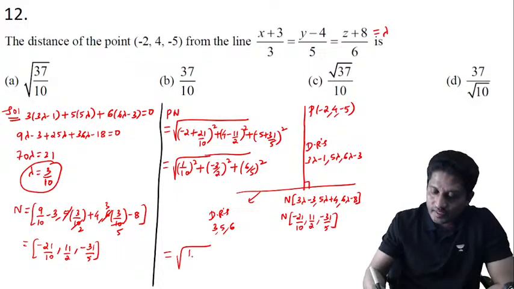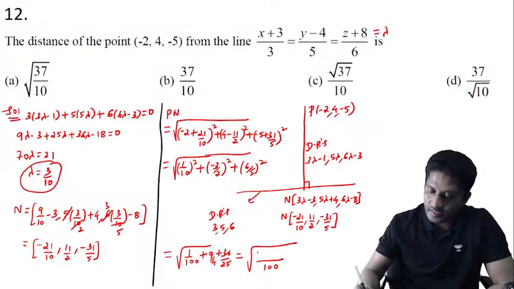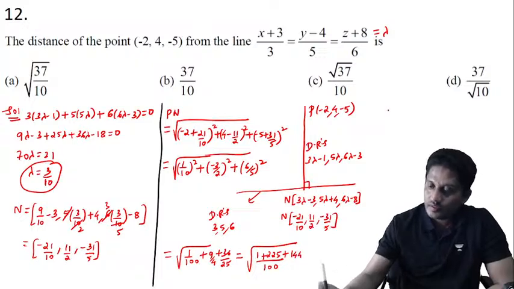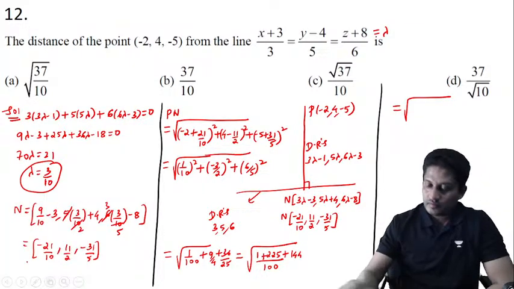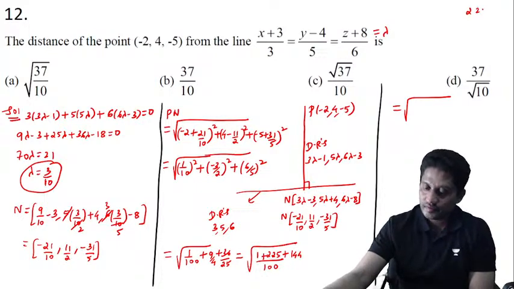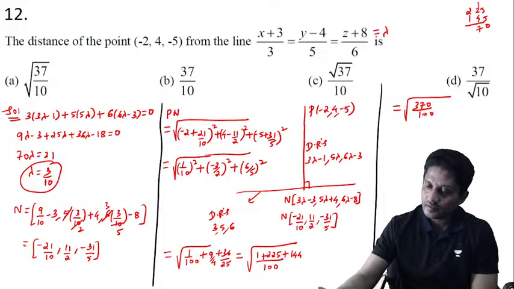This becomes root of 1 by 100 plus 9 by 4 plus 36 by 25. Okay, root of 100, you take LCM. You will get 1 plus 225 plus 144. Right, now if I add this, it will be equal to root of 225 plus 145, 370. 370 divided by 100, which is equal to whole root of 37 by 10.